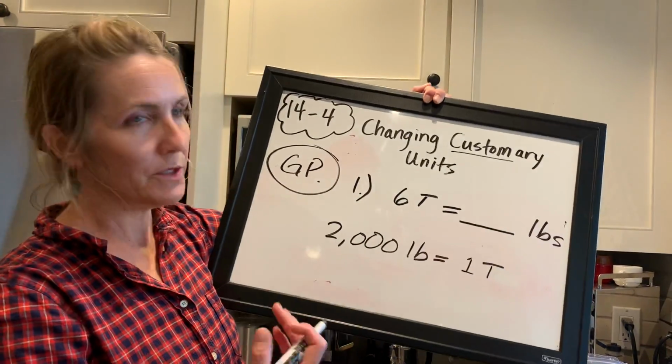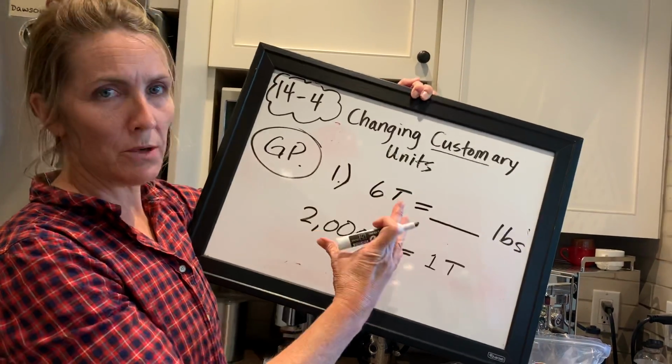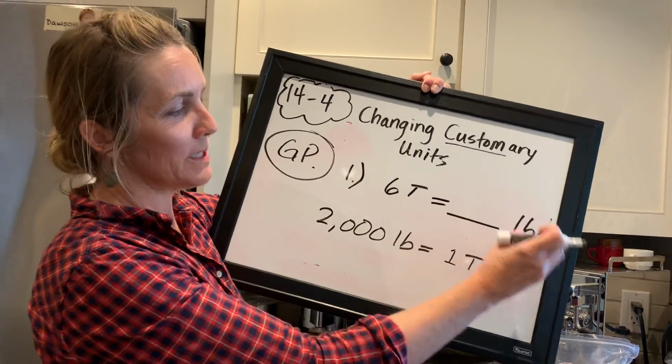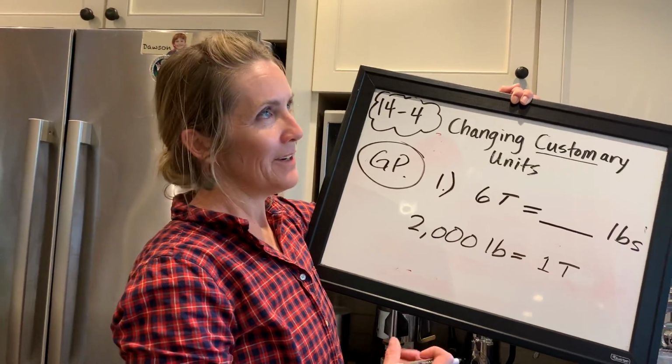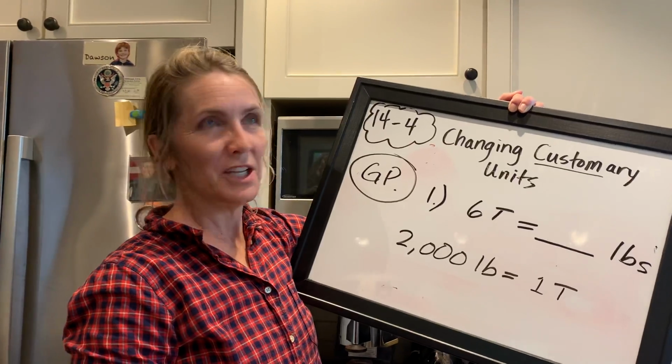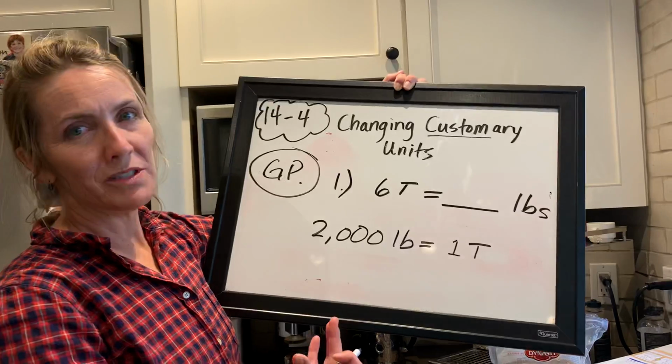So what's the function here? We have 6 tons. We're taking a big unit, tons, and converting it to a smaller unit, pounds. What's the function? I know it seems a little bit not intuitive, but counterintuitive. Yeah, counterintuitive. Thanks, Dawson. But you're going to have to multiply.